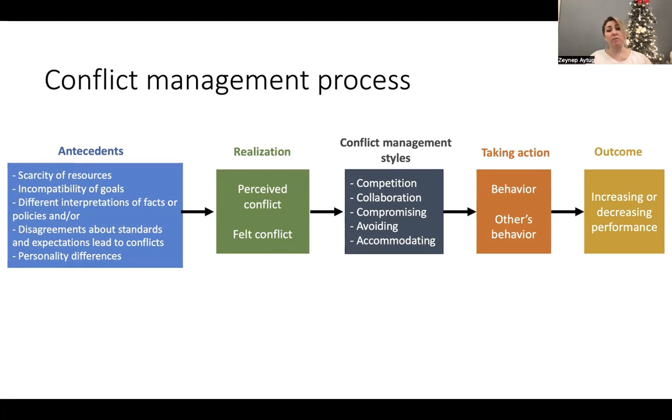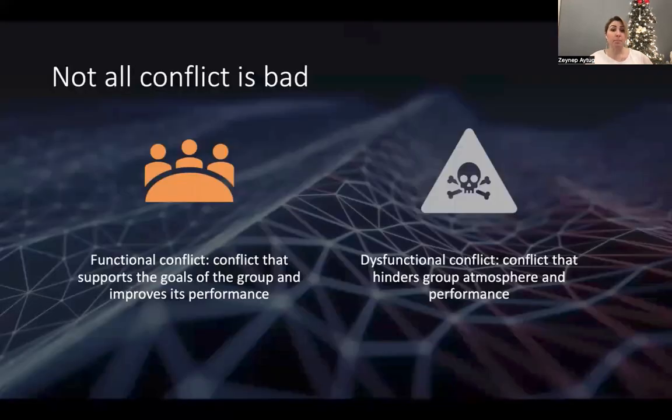Then the conflict management styles get into the picture. Based on whatever conflict management styles I can use or I'm able to use, I will take some sort of an action. My behavior, my action will cause a reaction in the other. And that person's behavior will also interact with mine. So this type of an interactive behavior will lead to some sort of an outcome for the conflict. It may be a decrease or an increase in our personal or team performance.